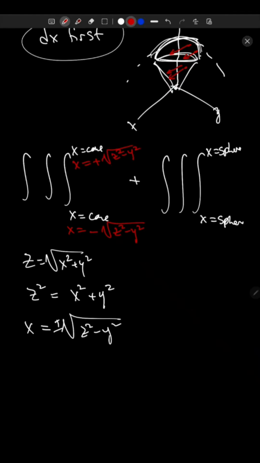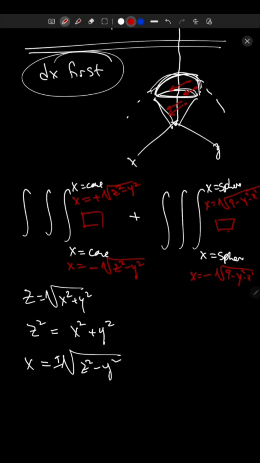Okay. And we can do the exact same thing with the sphere, and that one's going to turn out to be x equals plus or minus square root of 9 minus y squared minus z squared. It was radius 3. And then, of course, whatever function we have goes in here.